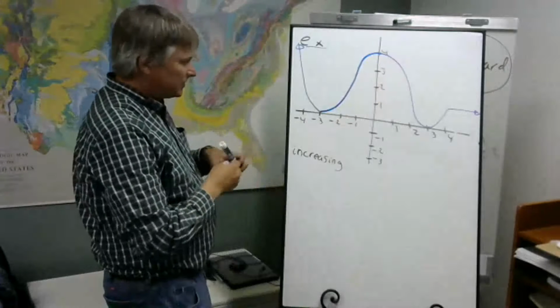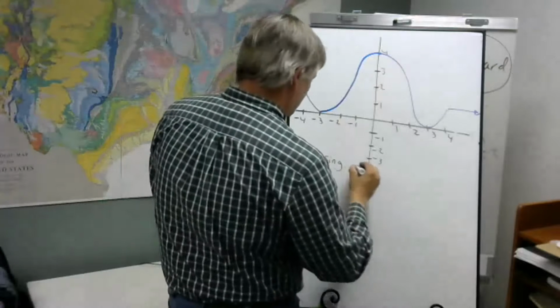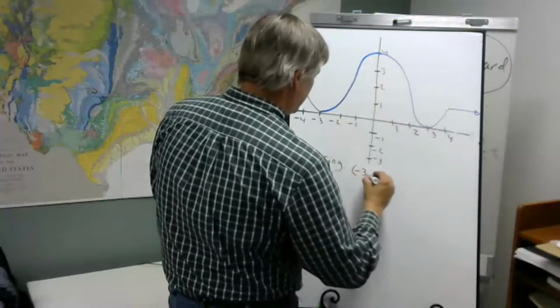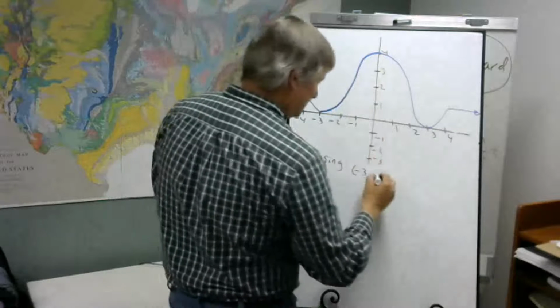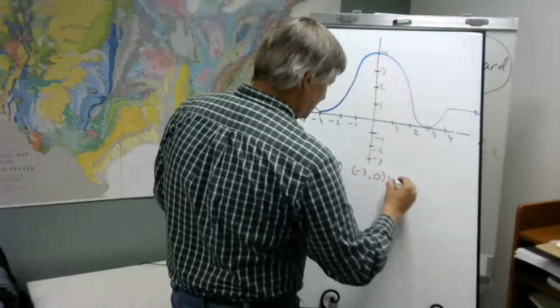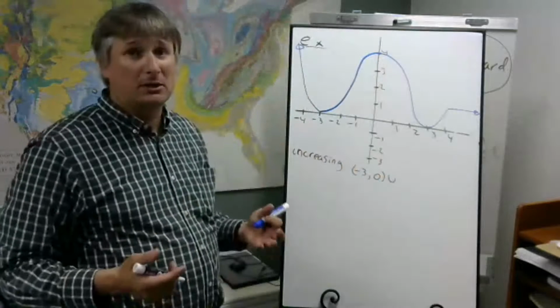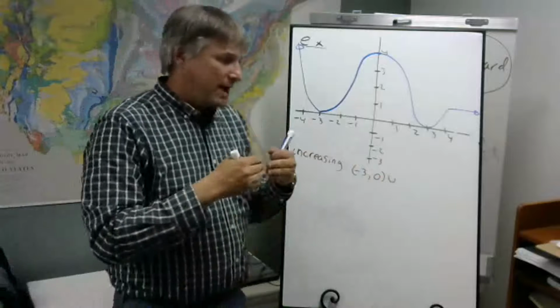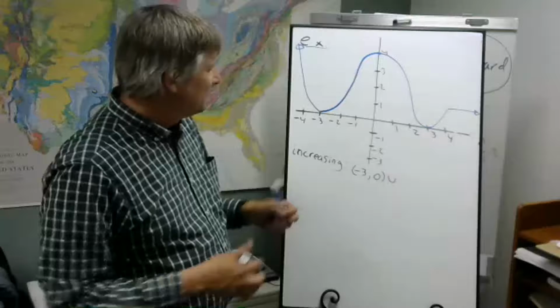So it's going to be increasing. And again, we're using open intervals. That means we're going to use parentheses: -3, and then it stops increasing near 0. That's how we defined increasing, decreasing, constant. We ask, what's this function doing over an open interval?